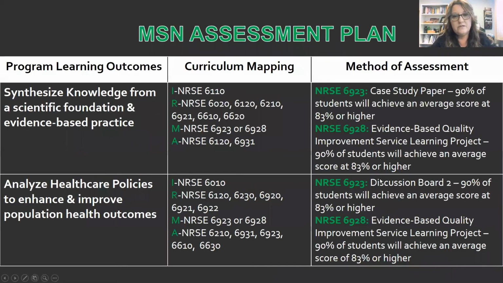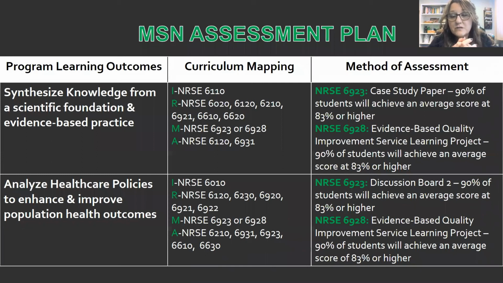Forgive me, I'm going back and forth between 2 screens. The first one I'll show you is the nursing program, and you can see here 2 of their outcomes from their program. Then the curriculum map, I've pulled off of that and shown you how IRMA works with their courses. So you can see that they introduce this outcome in Nurse 6110, they reinforce it in several courses, they master it in 2, and then they analyze it and assess it in that final course. The method of assessment is in the far right column, and that talks about the actual assessment, which in this case is a case study paper for Nurse 6923.